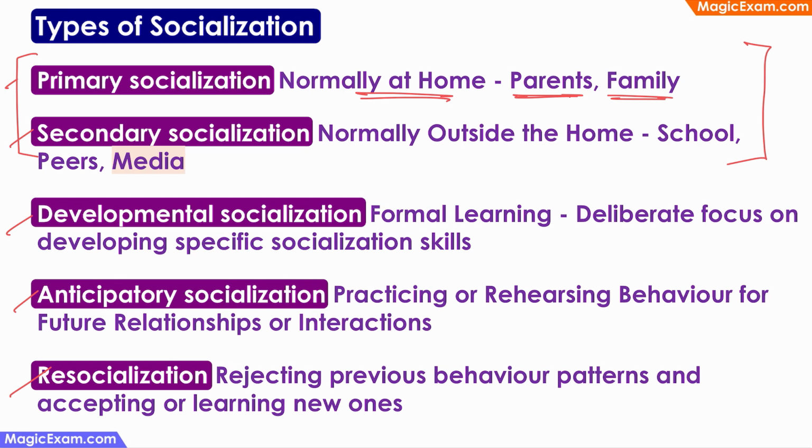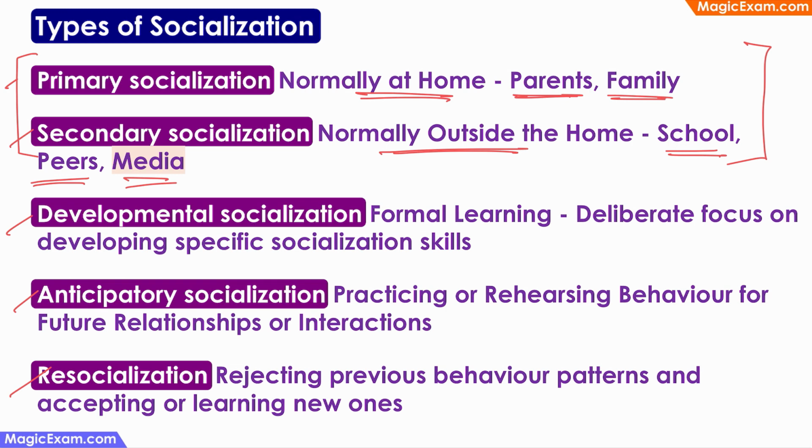And secondary socialization normally happens outside the house. That is, it can happen at school, it can happen when the child is interacting with his or her peers, and it can happen when the child is watching some media, that is, the child is watching some TV or watching something on YouTube or reading something on the internet.